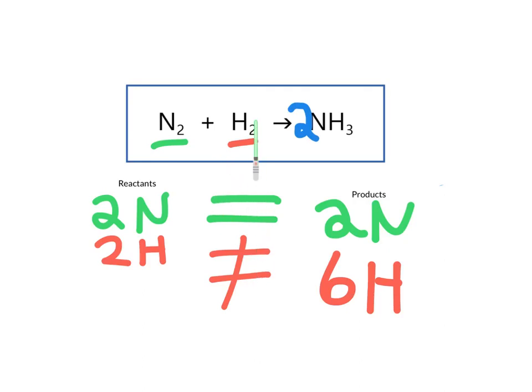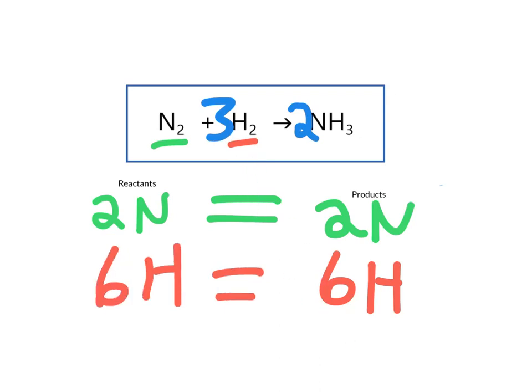Now, all we have to do is fix the hydrogens on the left side. We know that we have 2. So now all we have to do is multiply this by 3. If we multiply by 3, we can see that 3 times 2 gives us 6. So there we go. We have a balanced chemical equation. Both sides have 2 nitrogen atoms, and both sides have 6 hydrogen atoms.